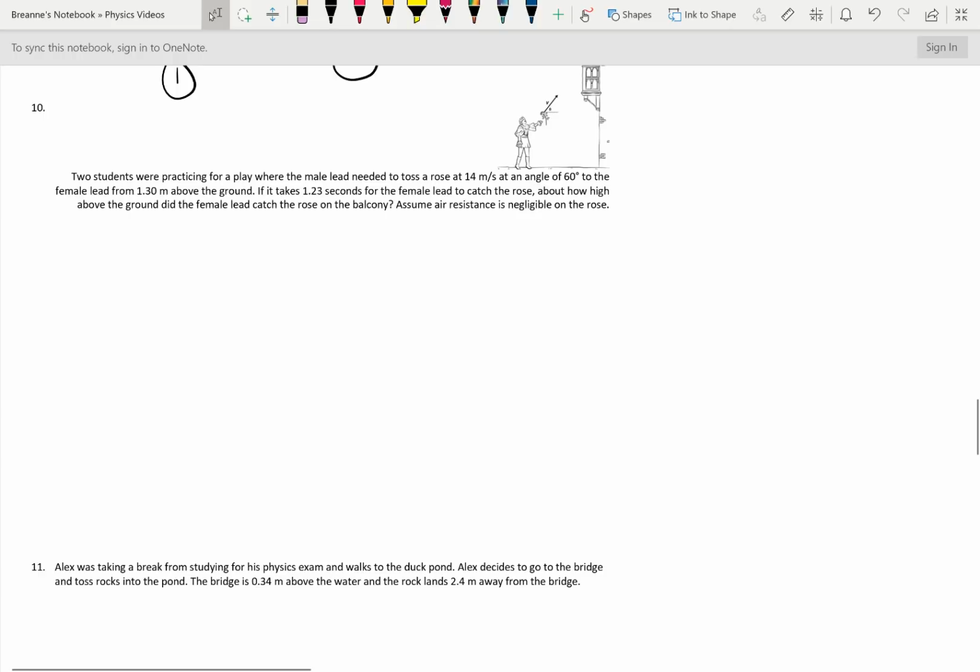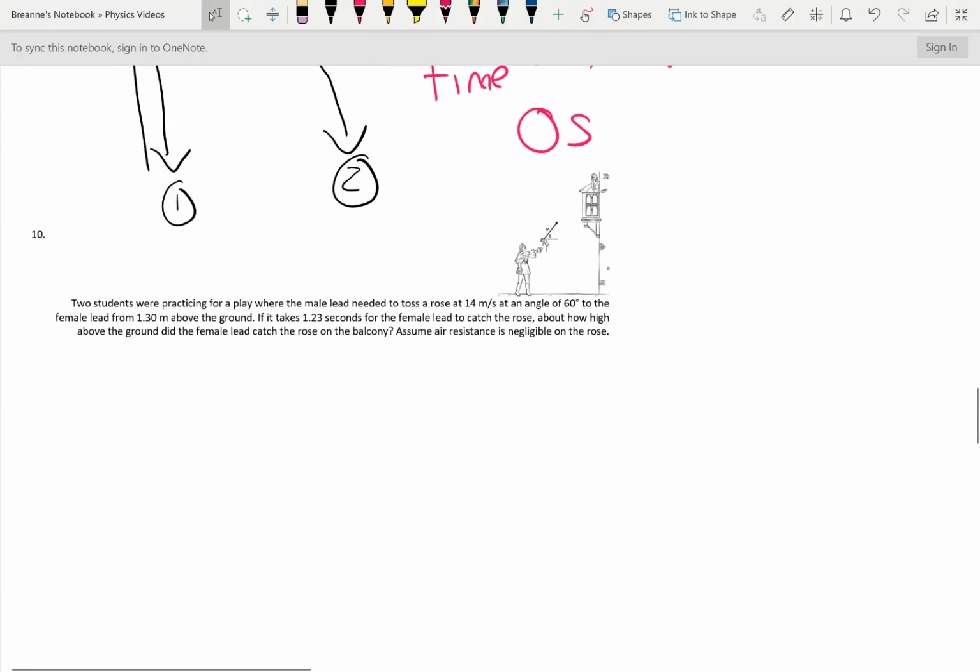So number 10. Two students were practicing for a play where the male lead needed to toss a rose at 14 meters per second at an angle of 60 degrees to the female lead from 1.3 meters above the ground. If it takes 1.23 seconds for the female lead to catch the rose, about how high above the ground did the female lead catch the rose on the balcony, assuming no air resistance?